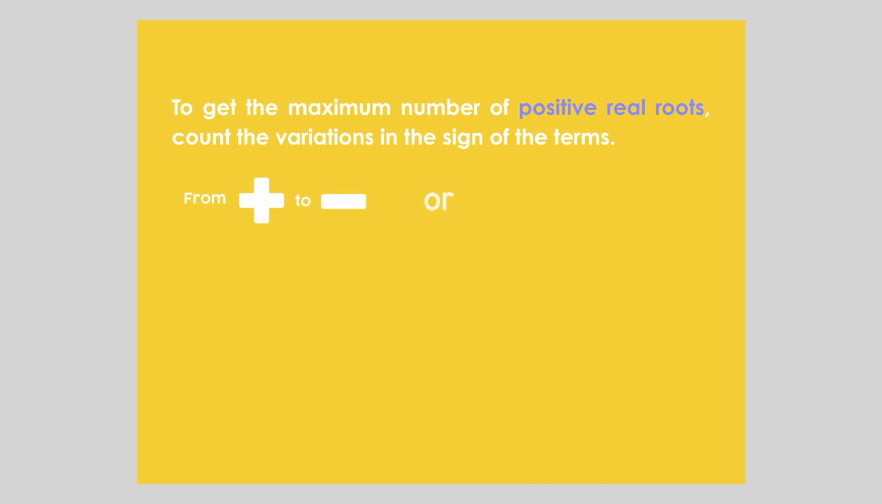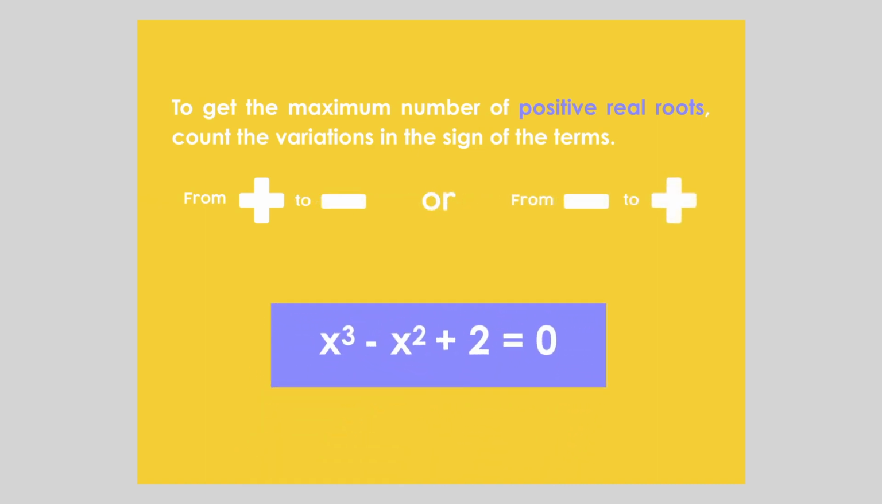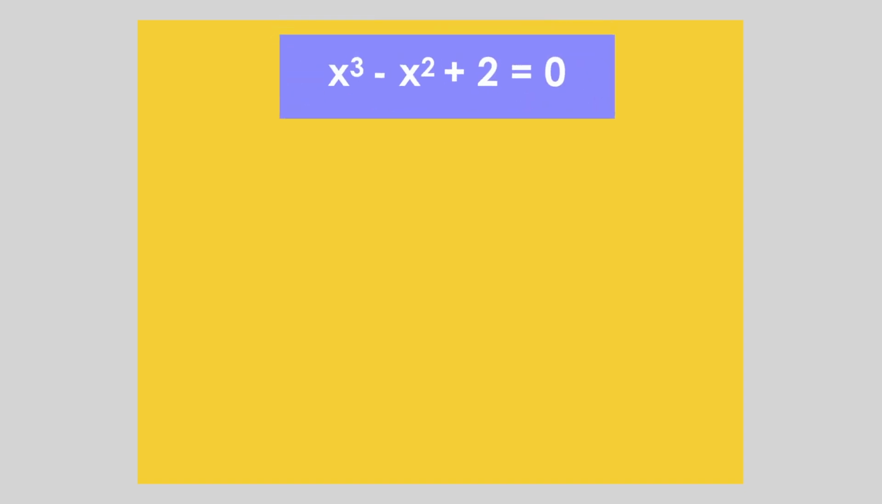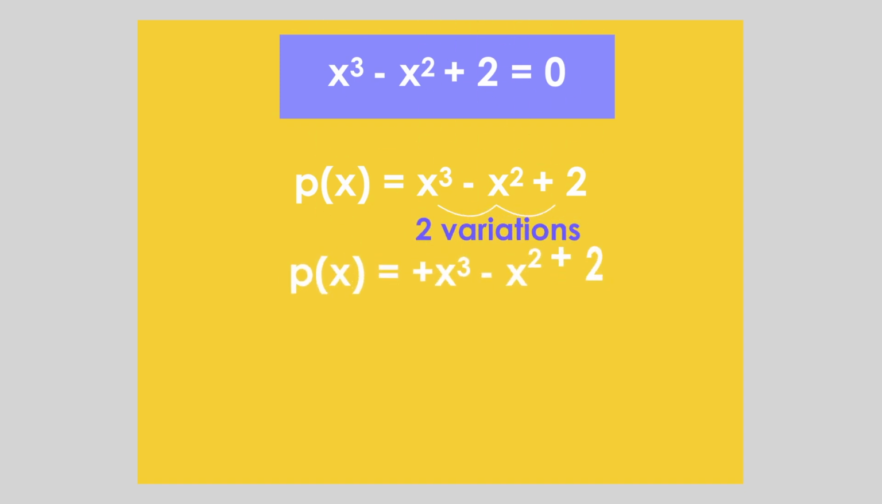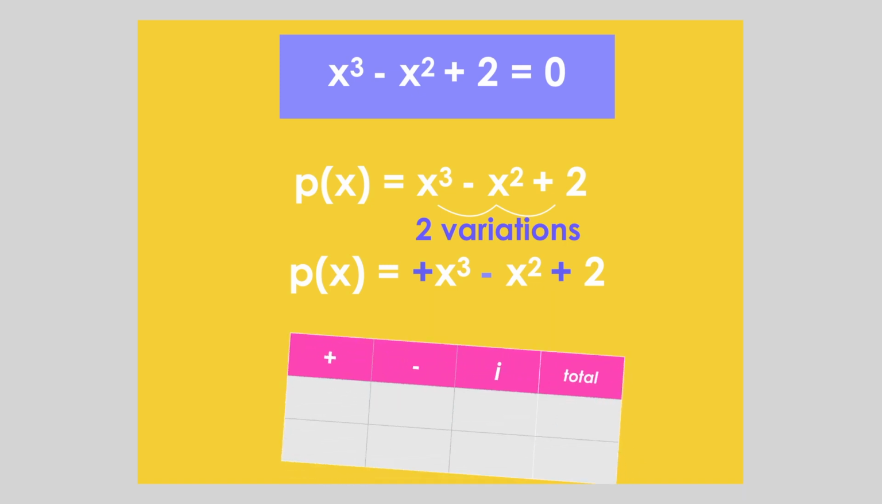Simplifying things. To get the maximum number of positive real roots, count the variations in the sign of terms between positive and negative. Let's use the example x cubed minus x squared plus 2 equals 0. Given p of x equals x cubed minus x squared plus 2, there are two variations in sign, from positive x cubed to negative x squared, and from negative x squared to positive 2.